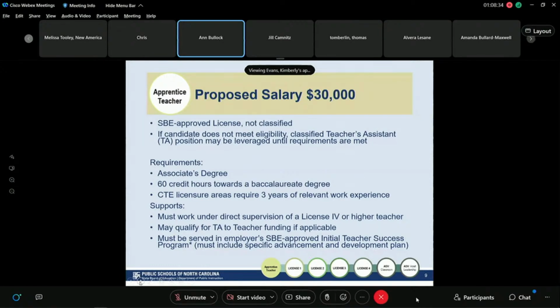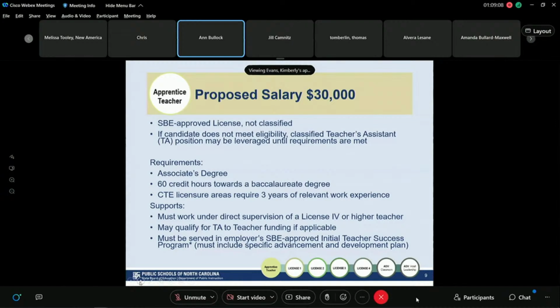So let's just look at each of these. This is the apprentice teacher. I'll go back to the things that we like and the things that I have questions, concerns, or need clarification on for the apprentice teacher. How about on this level? We've had before that someone really liked that you could be an apprentice teacher, so I'll make note of that again.